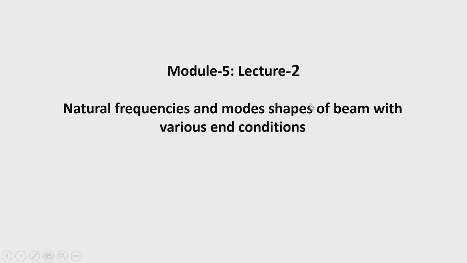Then I started the derivation of the solution of the free vibration problem. I demonstrated how a solution of the free vibration problem is obtained when the exciting force is zero and damping is also considered zero. So the undamped vibration solution was obtained in terms of hyperbolic and trigonometrical functions associated with undetermined constants. Now today I will discuss the usefulness of that free vibration solution to find out the natural frequencies and mode shapes of the beam with various end conditions.